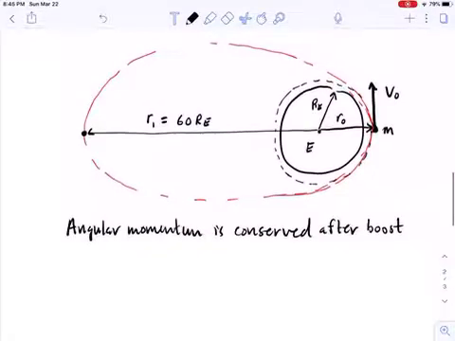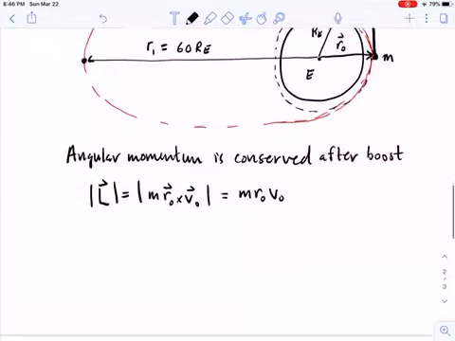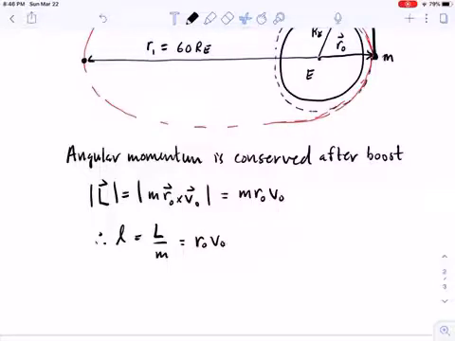And so the magnitude of the angular momentum is the magnitude of m r0 cross v0. And so if r0 is here and v0 is here, those two vectors are perpendicular. So the sine of the angle between them is sine of 90, which is 1. And so what we have is m r0 v0 for our angular momentum. So that means the angular momentum per unit mass, this little l, is just equal to r0 v0, and that's equal to a constant.